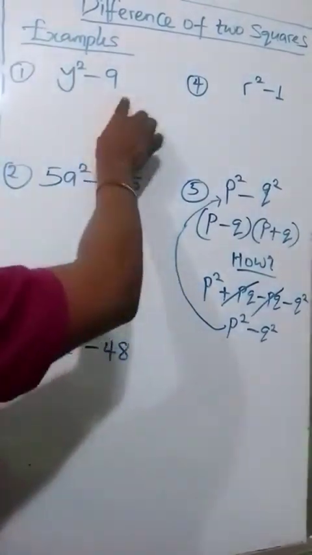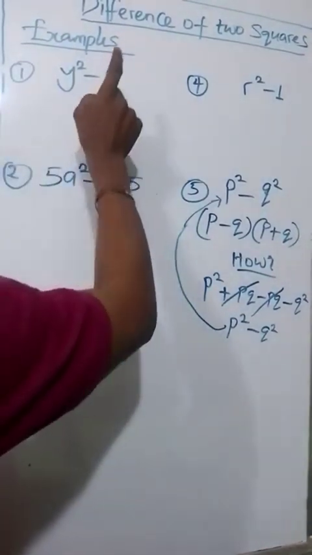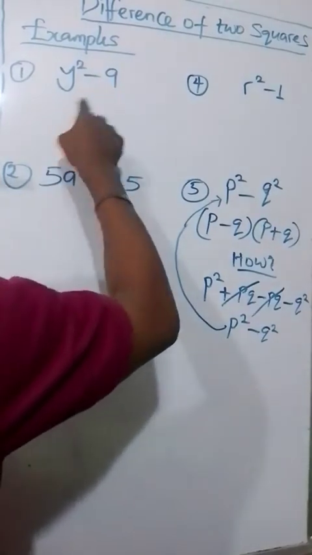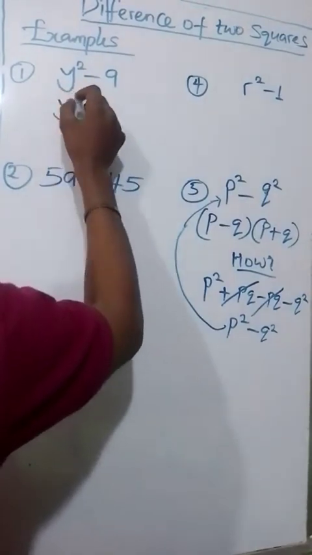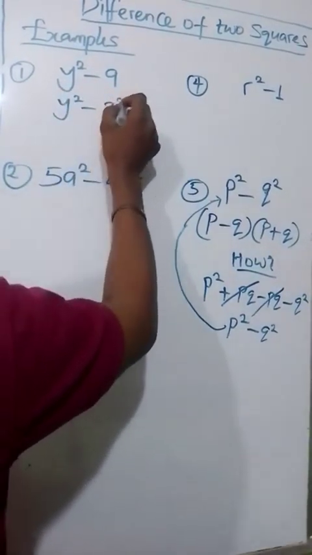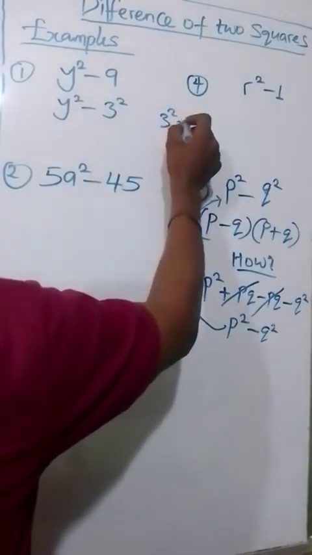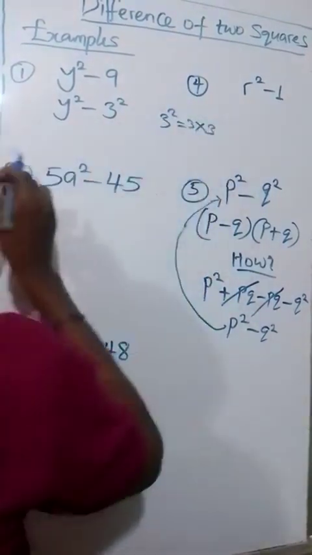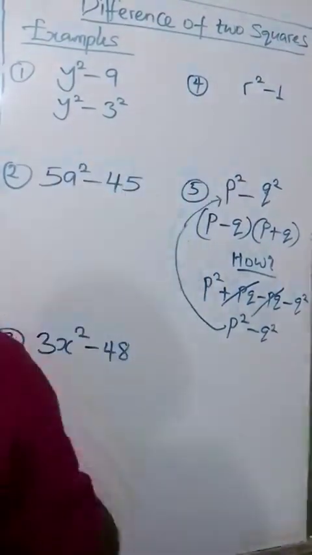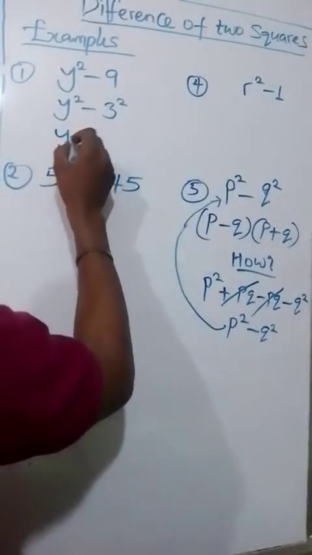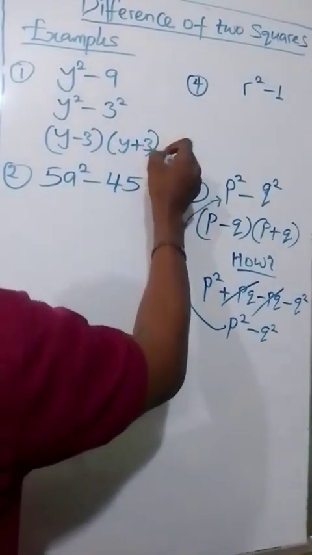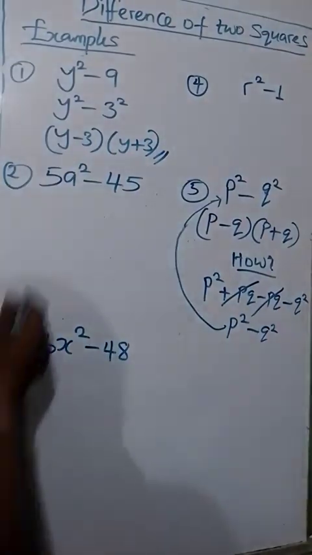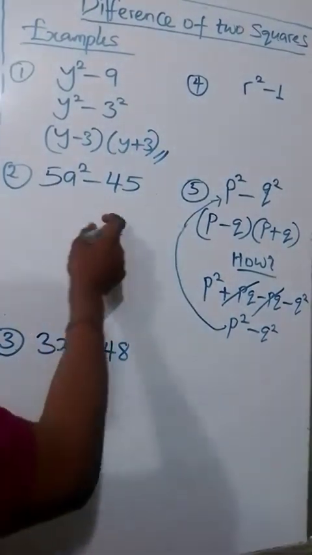So for this question, what we want to do is ensure that the other figures or the other value are squares. So this is y squared minus 3 squared. Remember, 3 squared is 3 multiplied by 3, which is 9. So now our answer will be y minus 3, y plus 3. That's our answer.